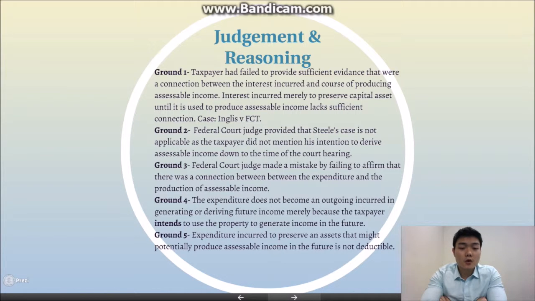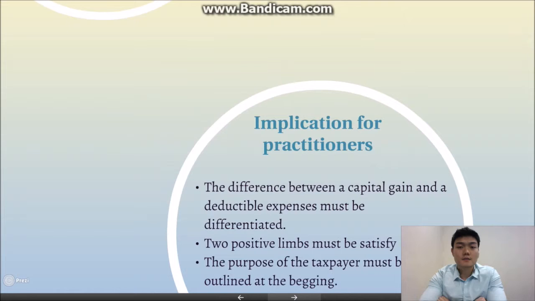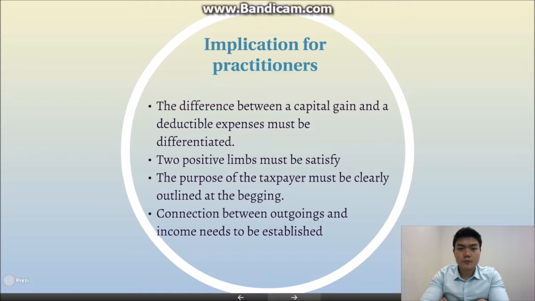After considering all the grounds stated above, it is therefore fatal for the taxpayer to claim the deduction as he has failed to demonstrate sufficient or any connection, for the purpose of Section 8 under the Income Tax Assessment Act 1997, between the future income-producing activity from the property and the outgoings of interest. Before we conclude, here are some implications for practitioners. First of all, the difference between deductible expenses against assessable income and an item to be included in the cost base of a capital gains tax must be clearly differentiated.